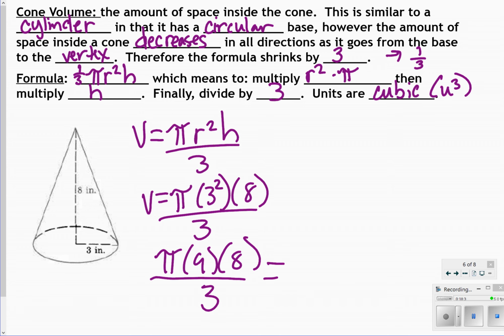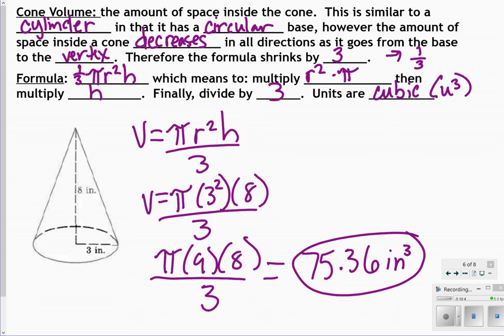And after you do all of your calculations and get all of your work done, you're going to end up with a value of 75.36, and this is inches cubed. So that would be the total volume of this cone. Make sure you have all this information.